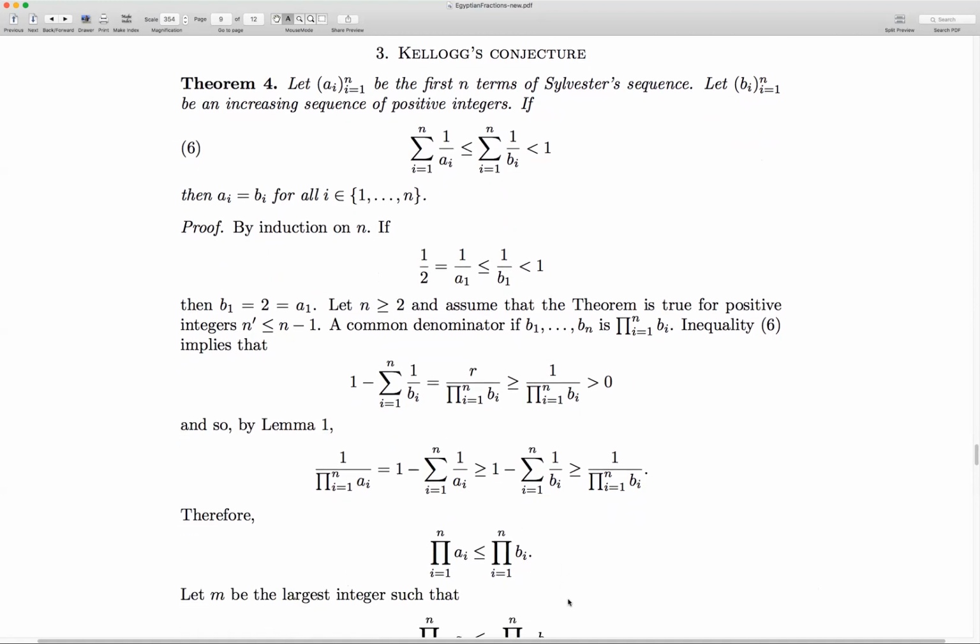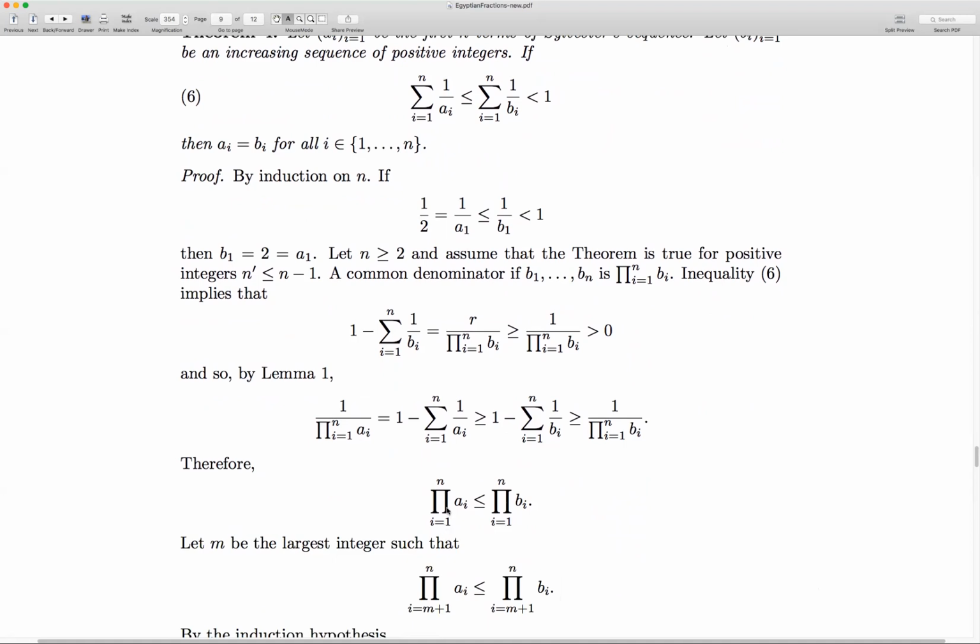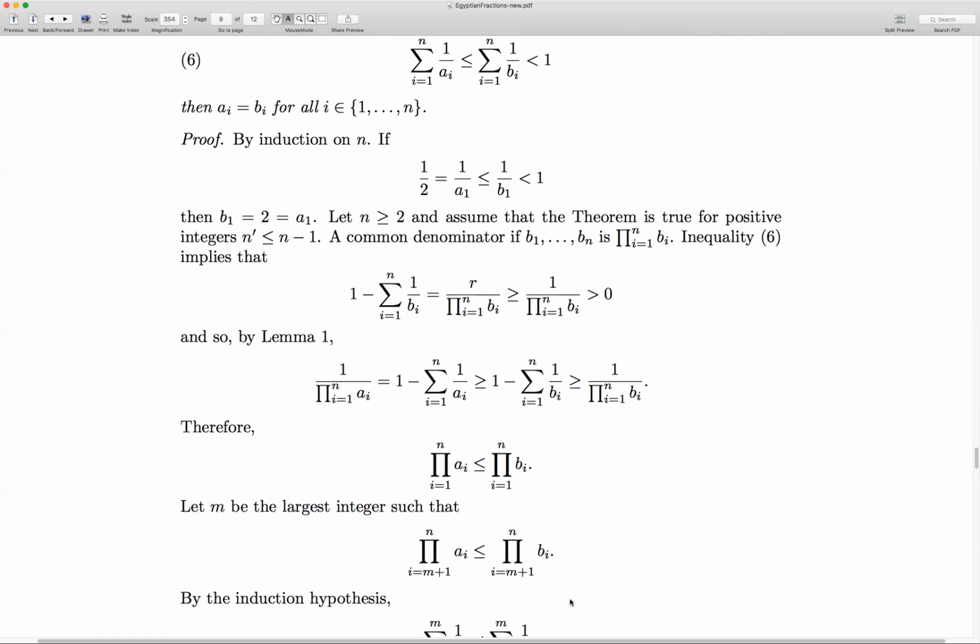Now, suppose I let m be the largest integer such that the tail of the product of the A's is less than or equal to the tail of the product of the B's. M could be 0. It might be that this is true for i equal 1 to n, but it's not true for any larger. You can't go from 2 to n or 3 to n, the inequality would be reversed. So you let m be the largest integer such that this product of the last n minus m terms of the A's is less than or equal to the last n minus m terms of the B's.